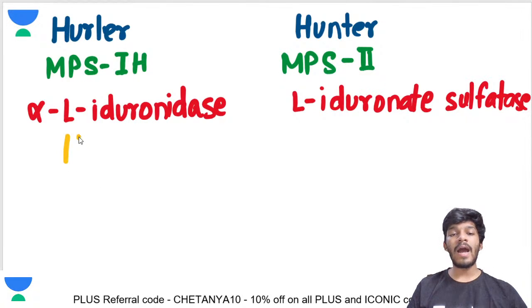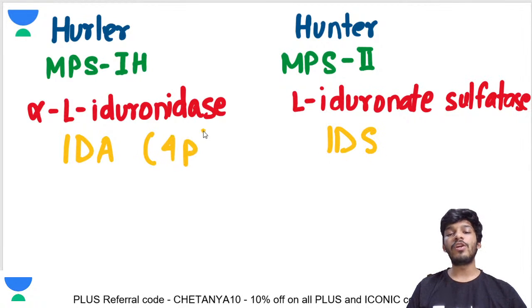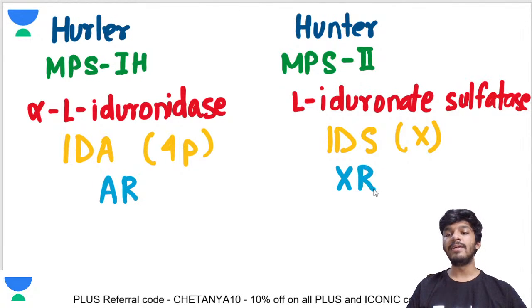Yes, so this is the IDUA gene and this is the IDS gene. This is present on the short arm of the fourth chromosome. This is present on the X chromosome. So this disorder is autosomal recessive, whereas this disorder is X-linked recessive.